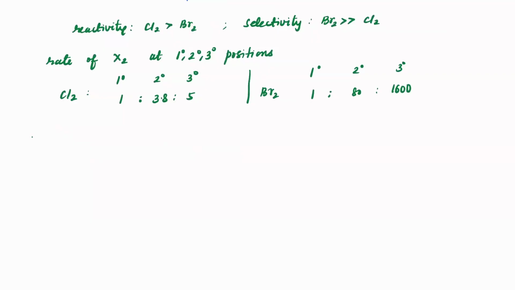Therefore, if I put an example like this, isopentane, you will notice that this is a Br2 and H nu reaction. So here we will get bromine at this position, which is major. I mean, 99.9% will be this one only. So that is major.